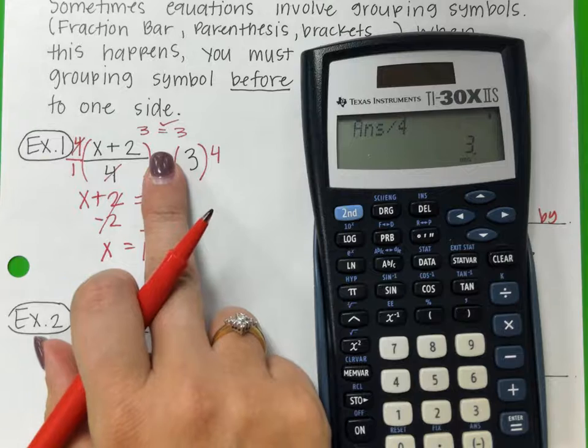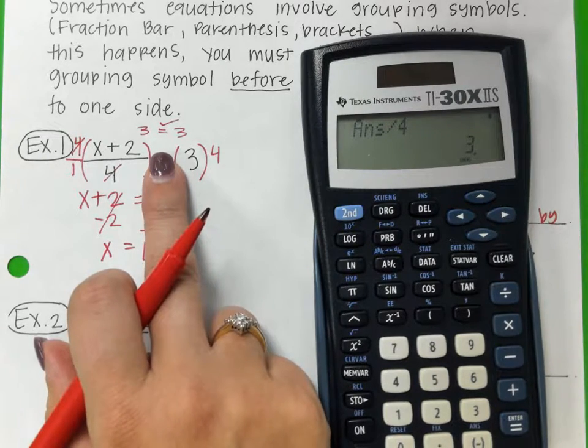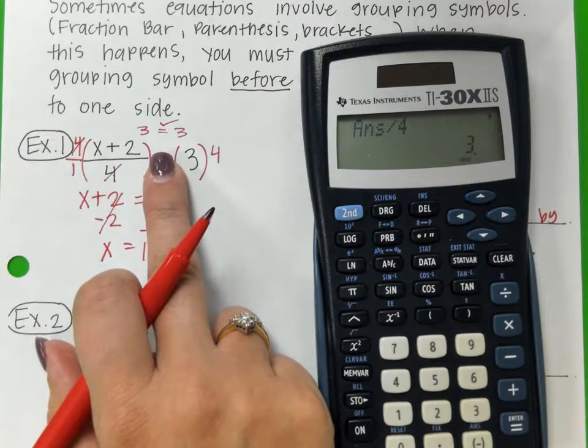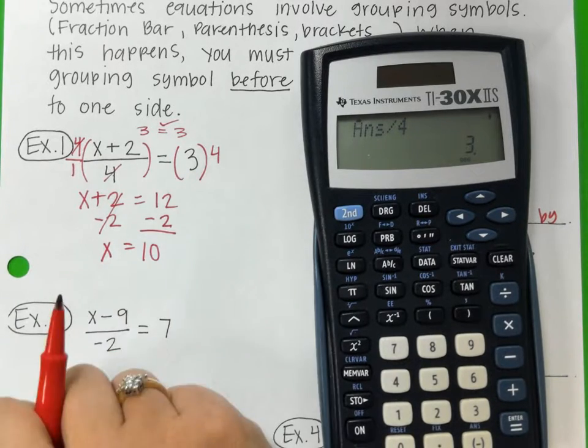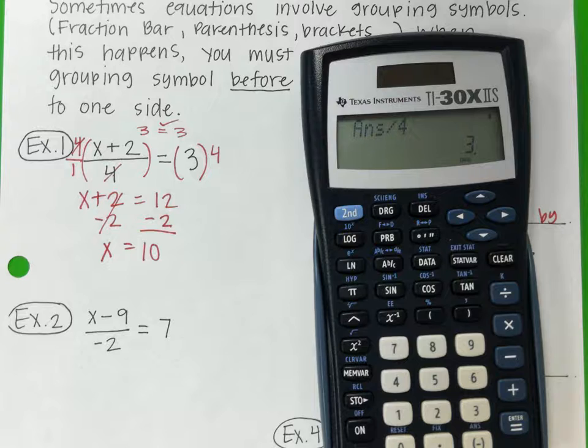You can do it the old way, but just know that if it's taking you too much time, you're going to have to complete your test in one test period. Okay. So this should save you a lot of time. 3 equals 3.